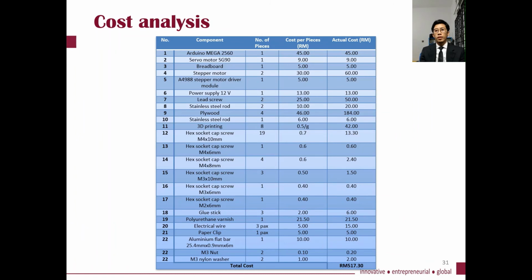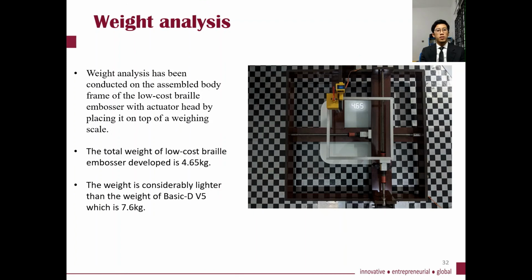Cost analysis has been done on all the items needed to manufacture this low-cost Braille embosser. All items that make up the body frame, down to the smallest part such as the actuator head, are included in the cost analysis to get the accurate cost. The total cost required to produce the low-cost Braille embosser is 517 ringgit and 30 cents in Ringgit Malaysia, which is a lot cheaper than the price of the basic DV5, which is 16,100 ringgit.